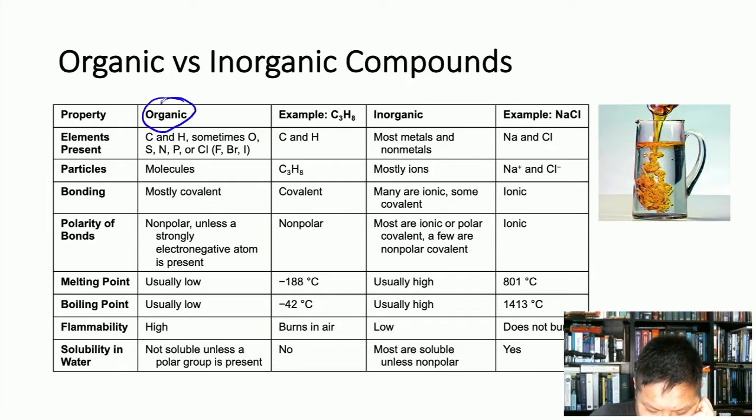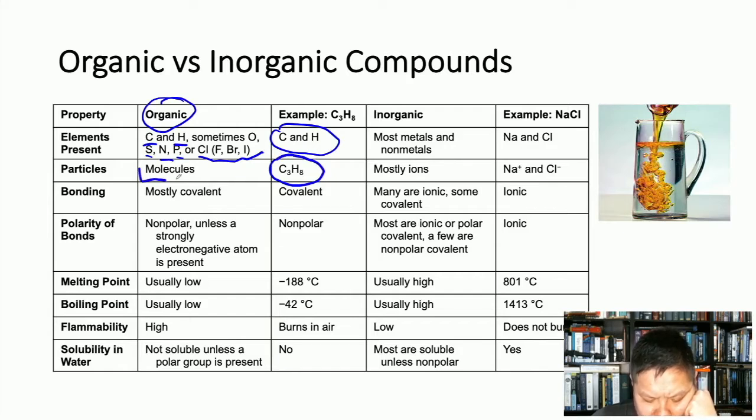always have carbon and hydrogen in them, but sometimes have oxygen, sulfur, nitrogen, phosphorus, or chlorine, or some other halogens in them. Of course, an example of that, carbon and hydrogen, here is propane, that we saw on the previous slide.